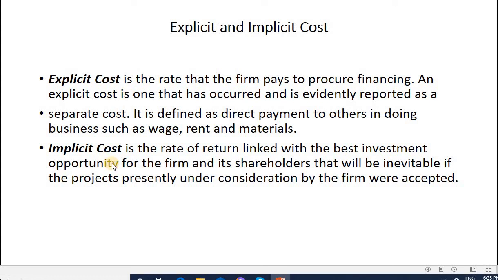Then what is implicit cost? Implicit cost is the hidden cost, which is not open. It is the rate of return linked with the best investment opportunity for the firm and its shareholders that will be inevitably foregone if the projects presently under consideration by the firm were accepted. It means if there are two projects where we need to take only one project, then while taking that project we are foregoing the other project. If that project is best and we have sacrificed it, it is the cost of losing that profitable project because of accepting the present project.